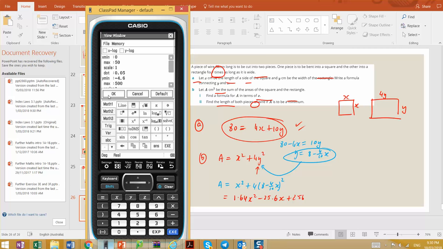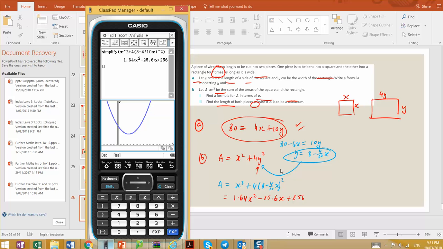Now for the rectangle with 10y, we need to know what our y represents. So 10 times y. Now y in terms of x is 8 minus 4 over 10 x. So 10 times 8 minus 4 over 10, now x we're subbing in 7.805, and I should get 48.78. Okay, 48.78 centimeters.